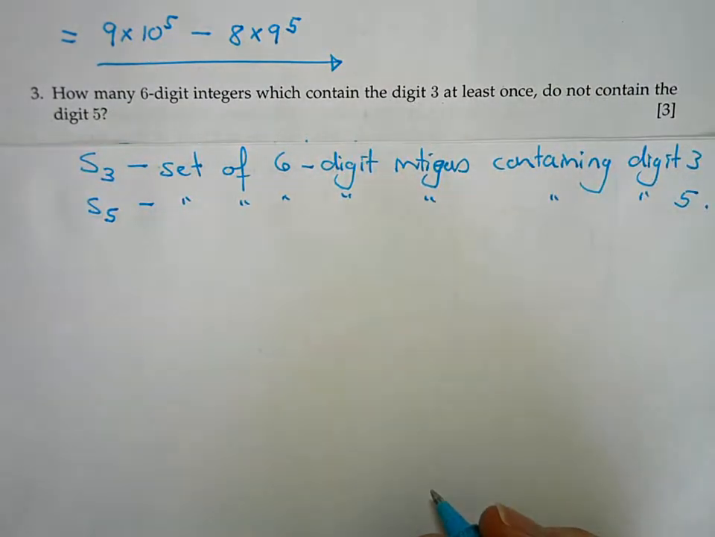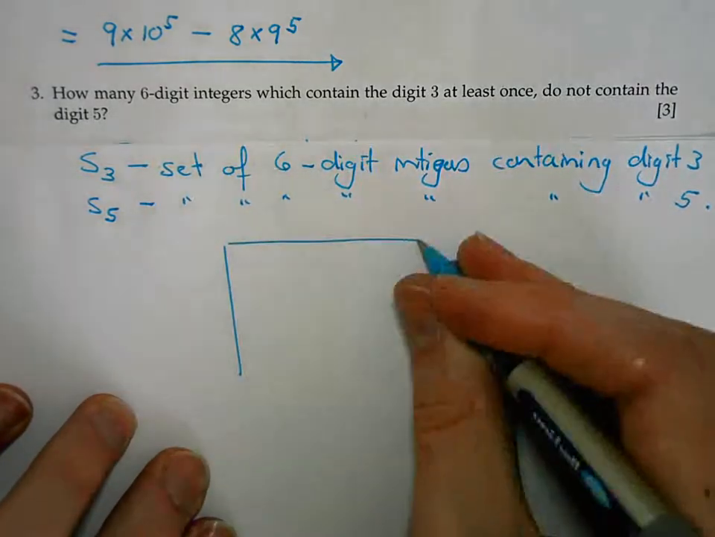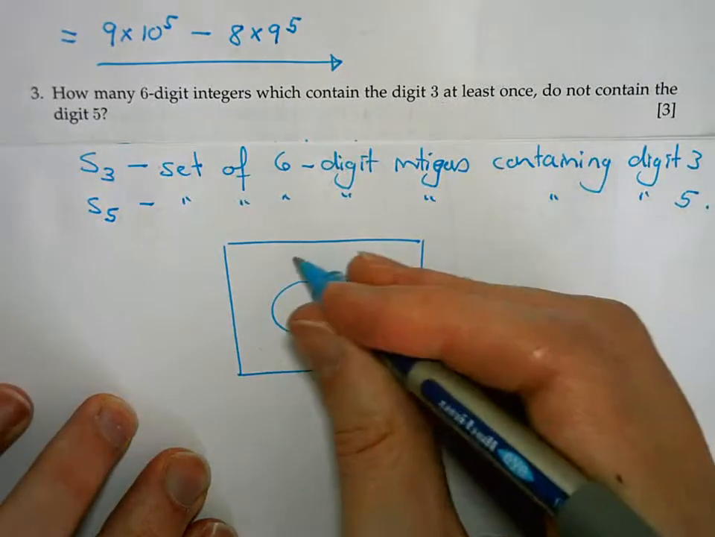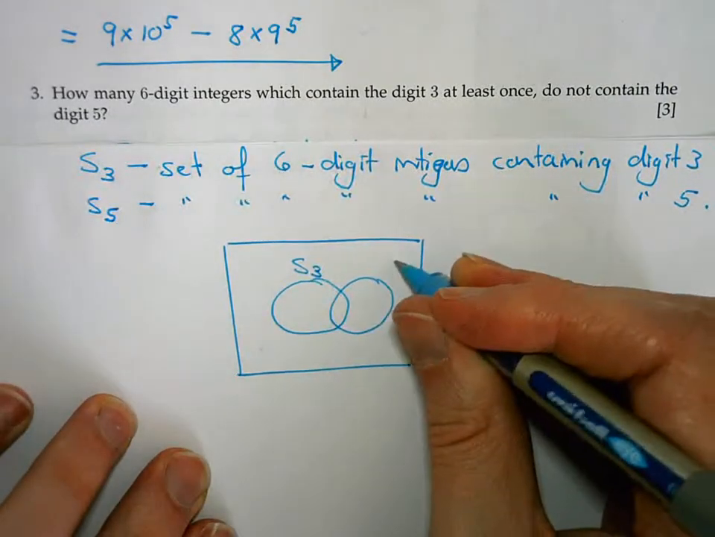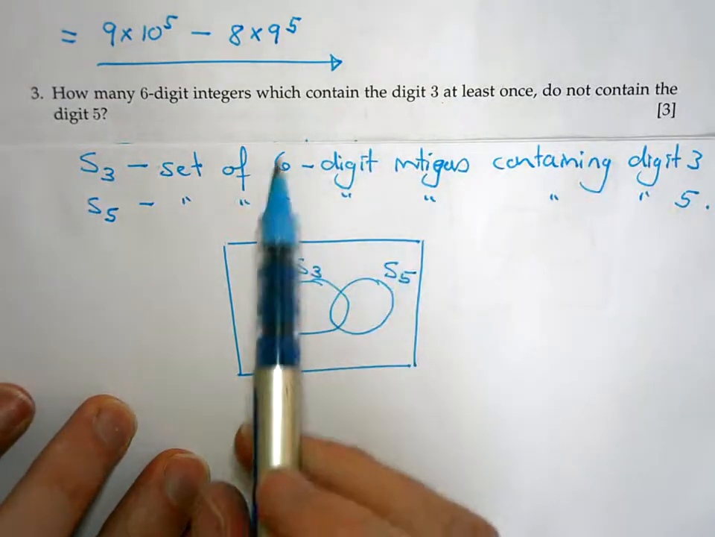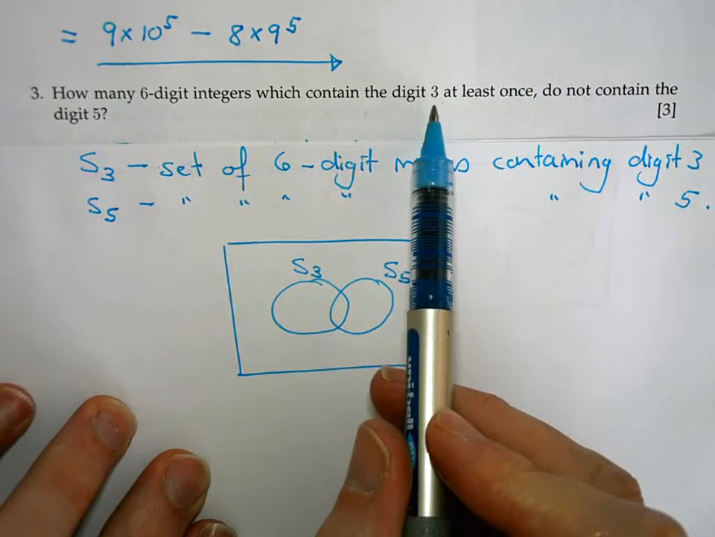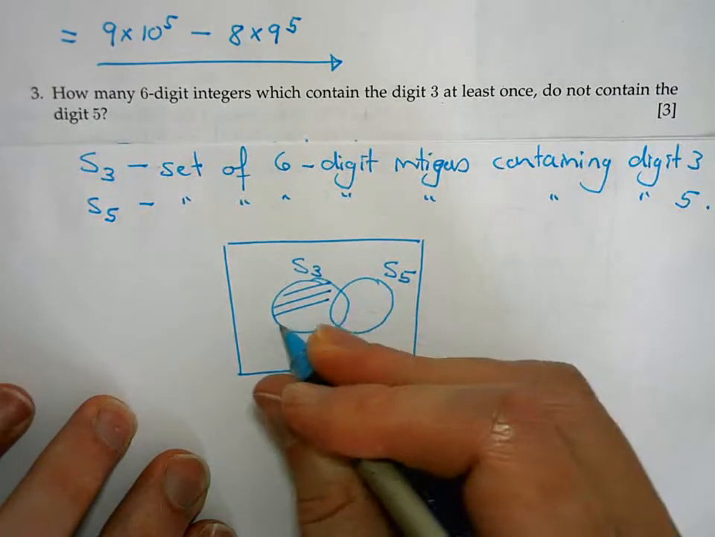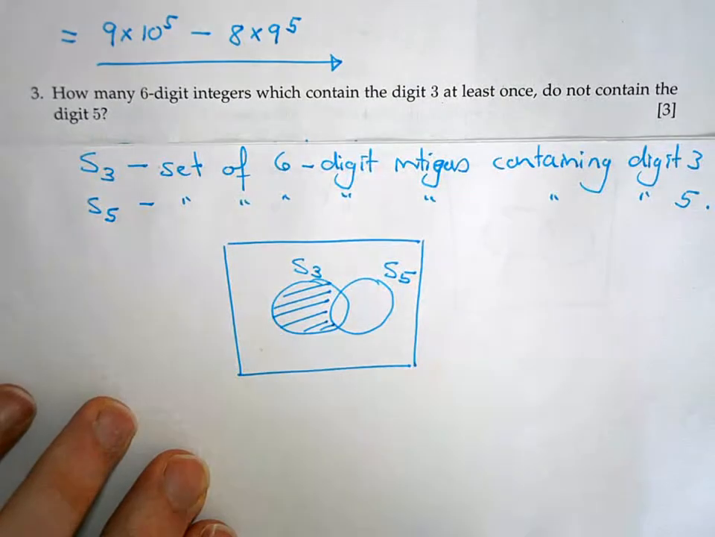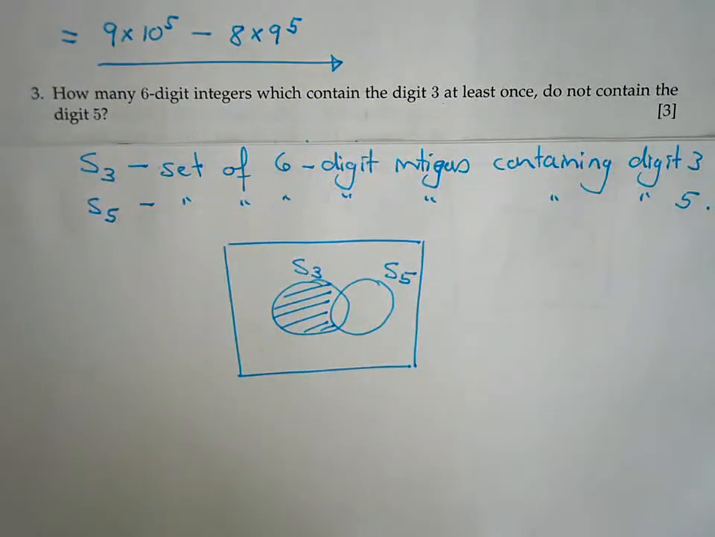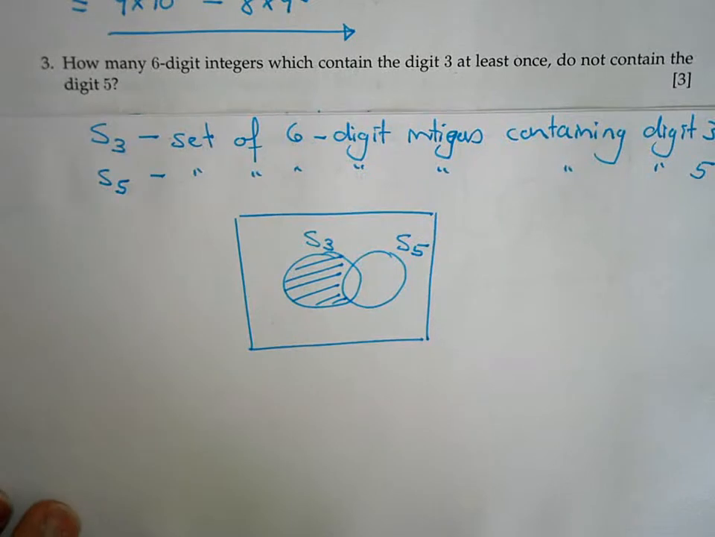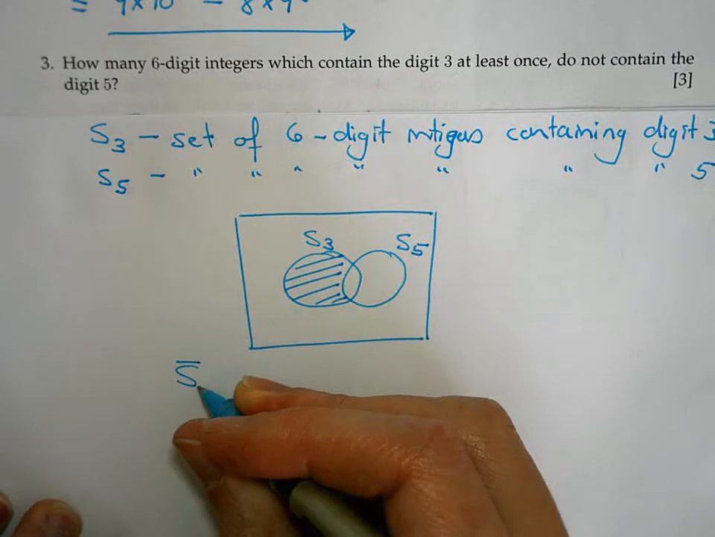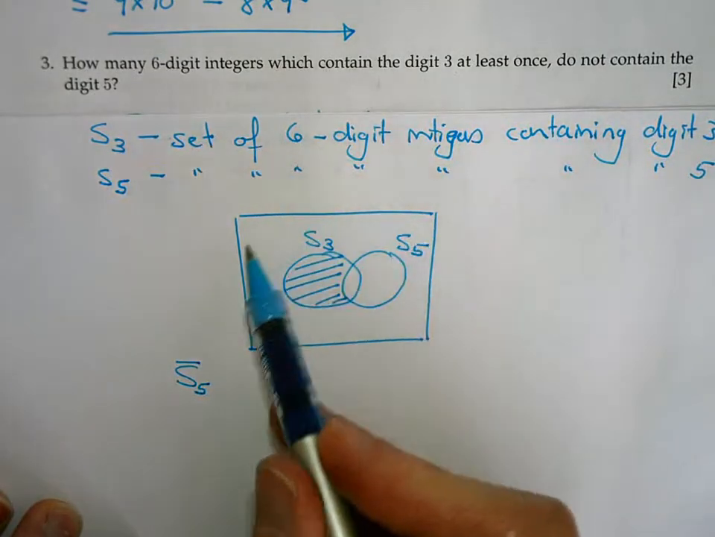Then we can draw a Venn diagram of what we want. So here's set S3 and here's the set S5. And we want those guys that do contain 3 but do not contain 5. So it's that set which I'm shading over there. Now there's various ways to count this, but probably the easiest way is to do the following. I want the set which does not contain 5, so the complement of S5.